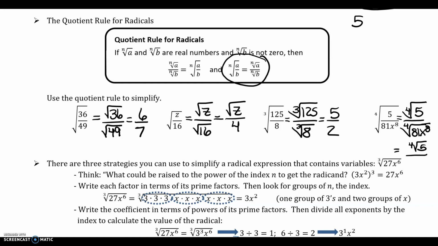over, I know that 81, if we factor 81, we get 9 times 9, and then we get 3 times 3 times 3 times 3. We're looking at the fourth root, so we're looking for groups of 4. I'm going to pull one of those threes out. And then when we take a look at the fourth root of x to the 8th, how many groups of 4 are in 8? Well, we have 2 groups of 4 in 8. So we get x squared. So this is the final reduced answer.